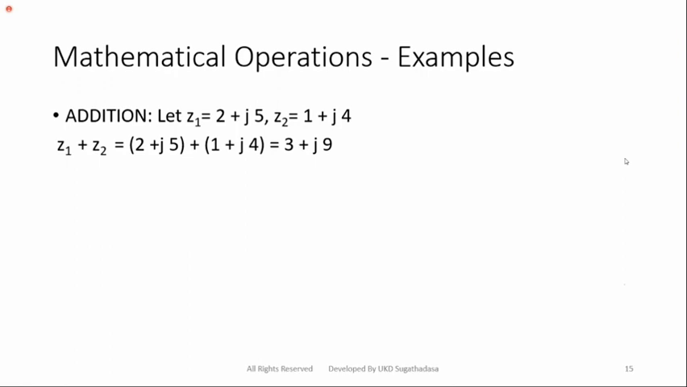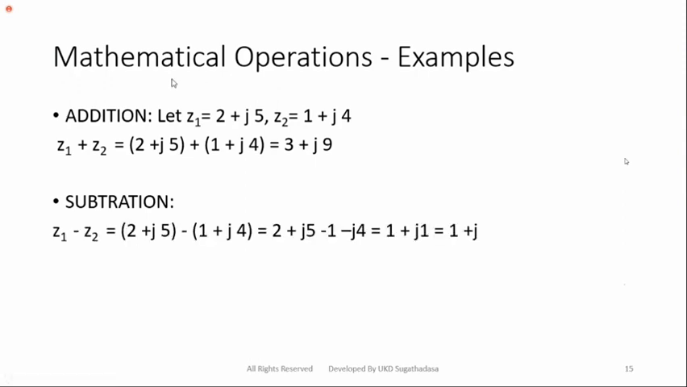Right, and the sign is there. j5 or 5j, no difference. 5j plus 4j means 9j, or j5 plus j4 is 9j. Likewise, this is addition. Subtraction is no different. 2 minus 1, 1. 5 minus 4, again 1j, so the final answer is 1 plus j1.